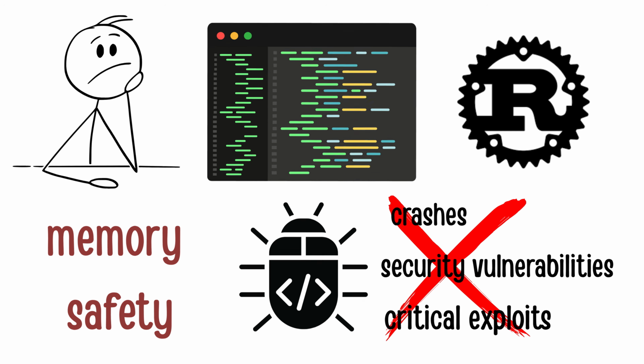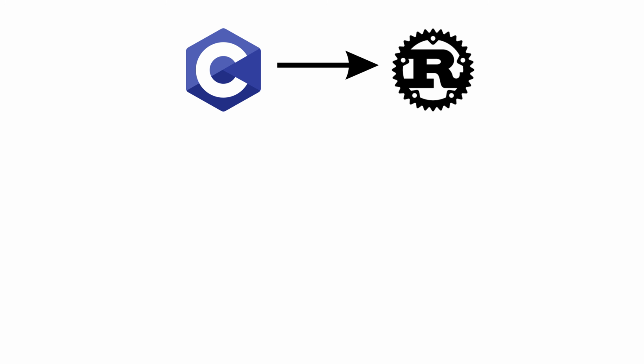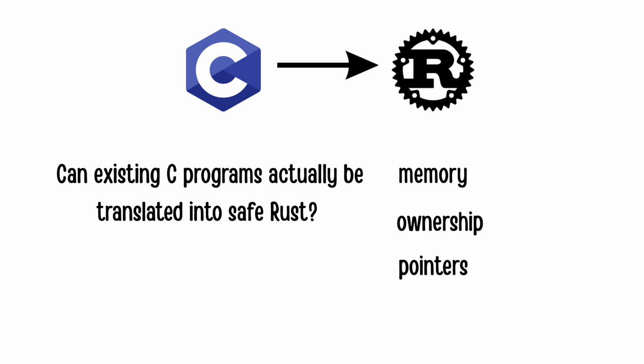Well, it turns out that translating C to Rust is much more than converting syntax. Rust follows a completely different philosophy for handling memory, ownership, and pointers. So the real question is, can existing C programs actually be translated into safe Rust? And if so, what is the best way to do it?